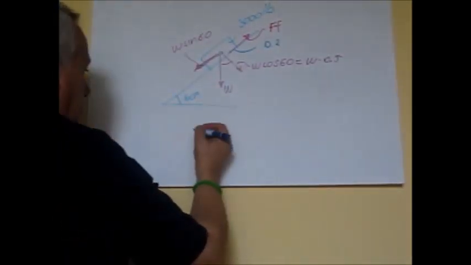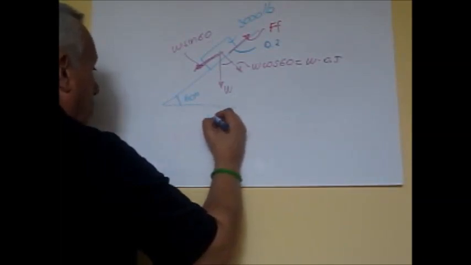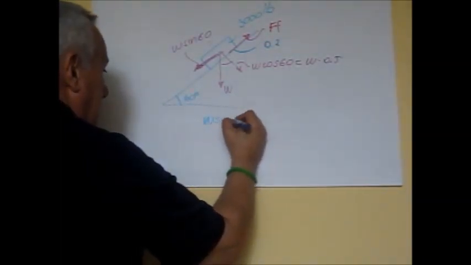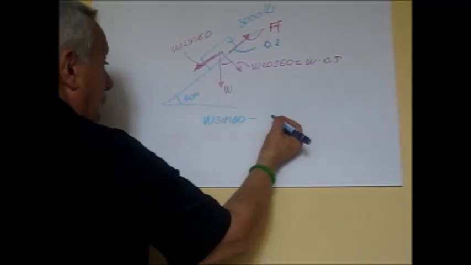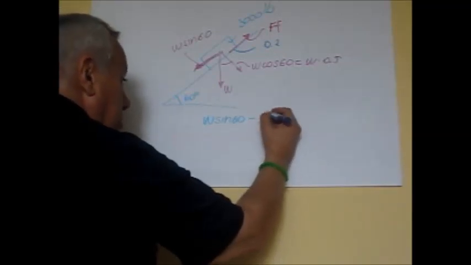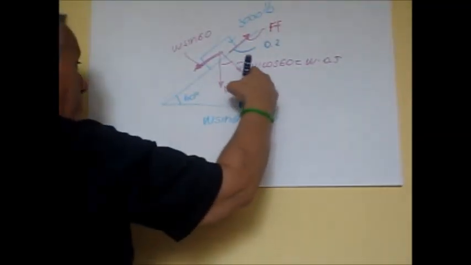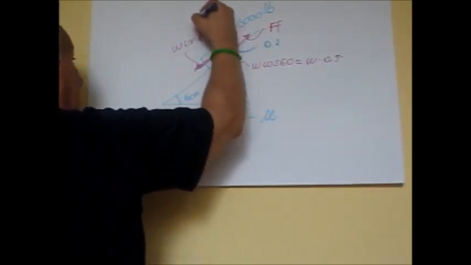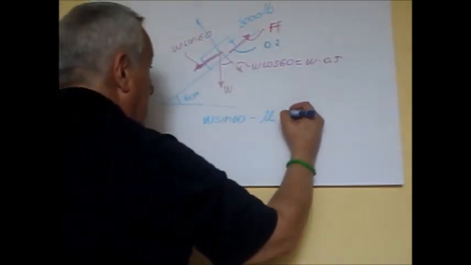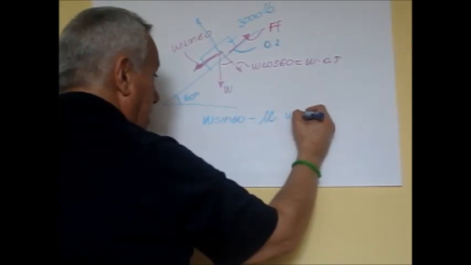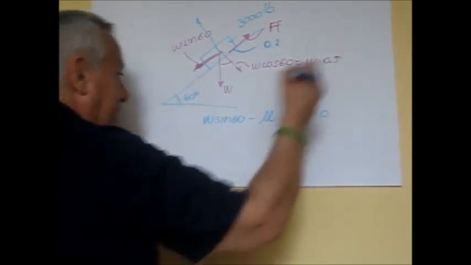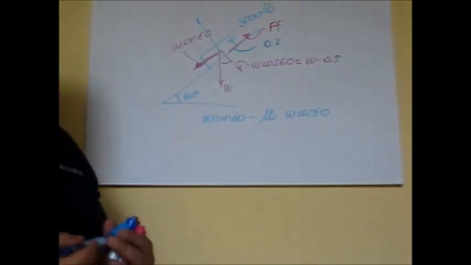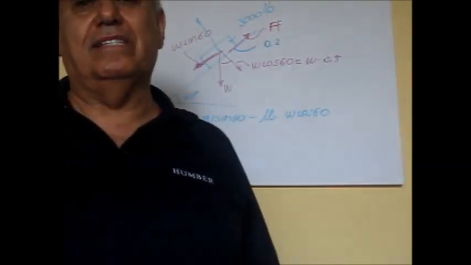So the total force pushing down is going to be weight sine 60 minus the force of friction. How much is the force of friction? Coefficient of friction times the normal force. This is the normal force, so it's weight cosine 60. That's it. This is the exercise. I guess you understand that.